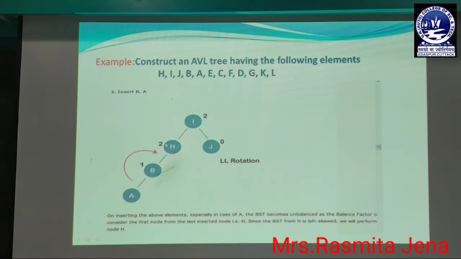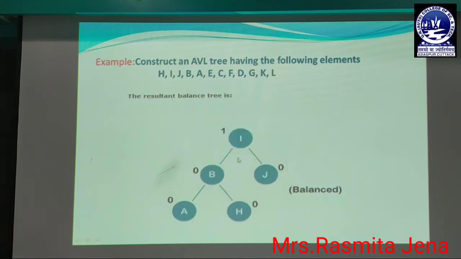So you can see this node is the first unbalanced node when we insert node A, and A is inserted as the left node of the left subtree of node H. As we are inserting at the left subtree's left node, in this case we will balance the tree by performing LL rotation, that is left to left rotation. When we perform LL rotation, the tree becomes like this.